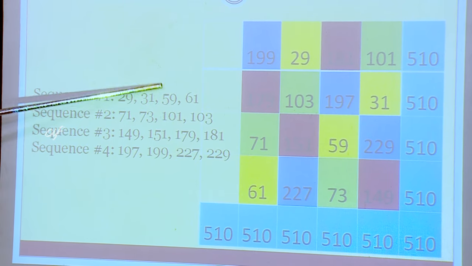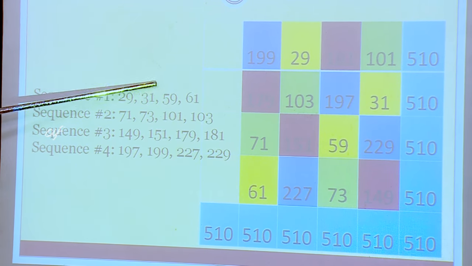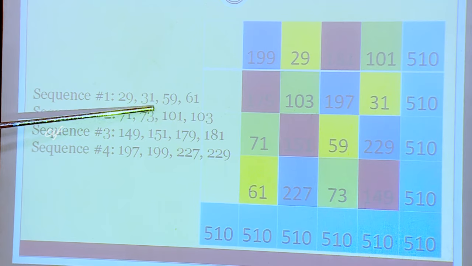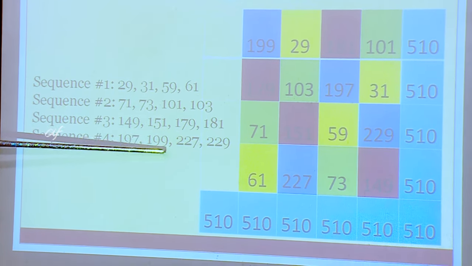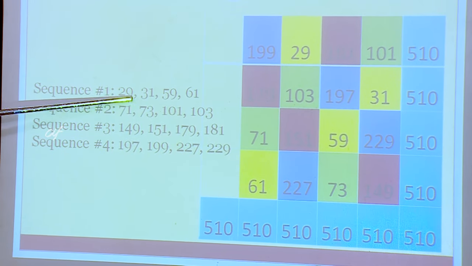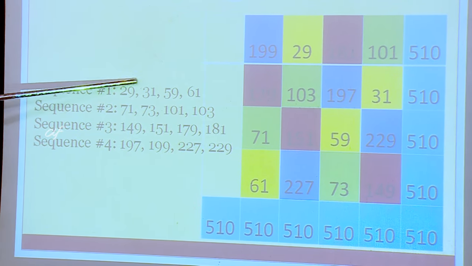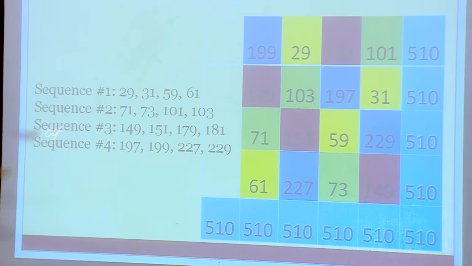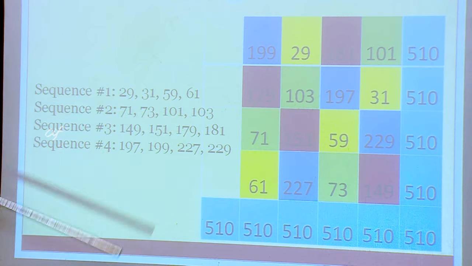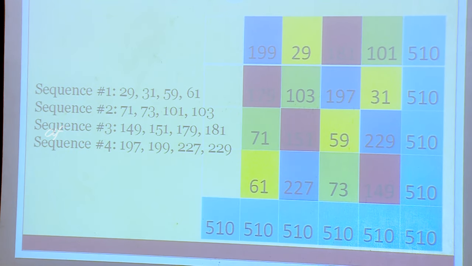So this common difference is 28. Here also you can see the common difference is 28. Here also it is 28. Here also it is 28. So we took one sequence within this pattern and 4 other sequences in the same pattern and put them in those positions of the magic square, and that also resulted in a magic square.